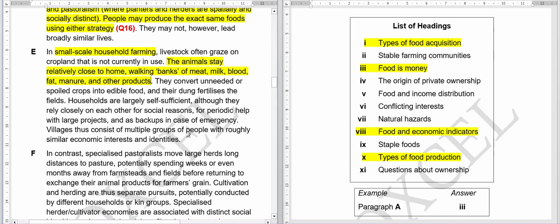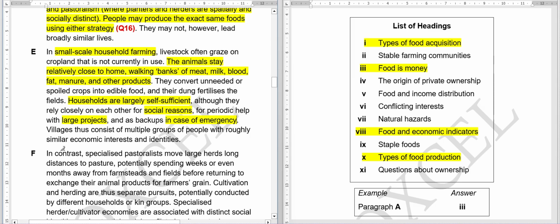Households are largely self sufficient, although they rely closely on each other for social reasons, for periodic help with large projects, and as backups in case of emergency. So now they're saying that these households are usually self-sufficient, but from time to time they need each other's help, obviously for social reasons, or sometimes they get some large projects and need their help, or in case of emergency.